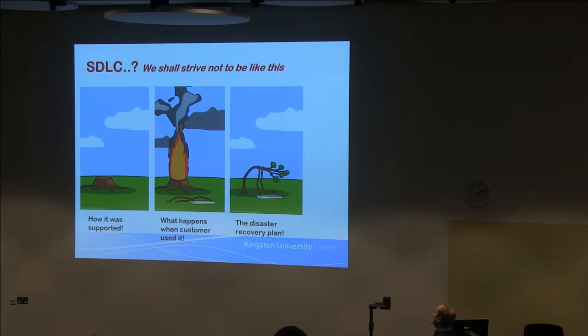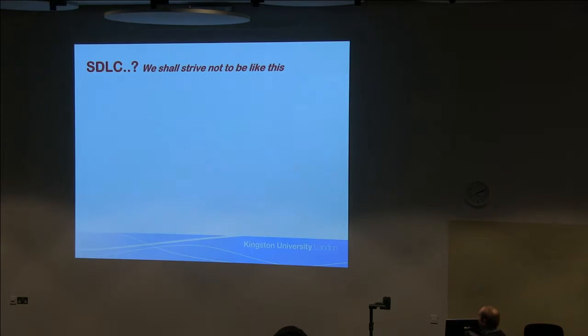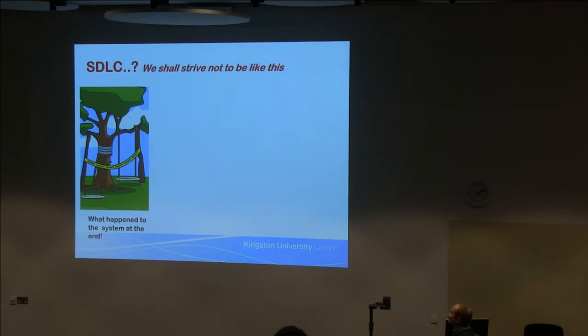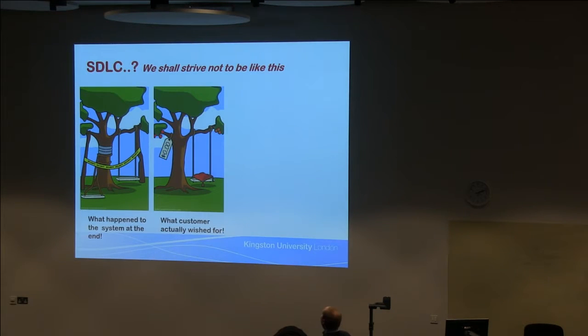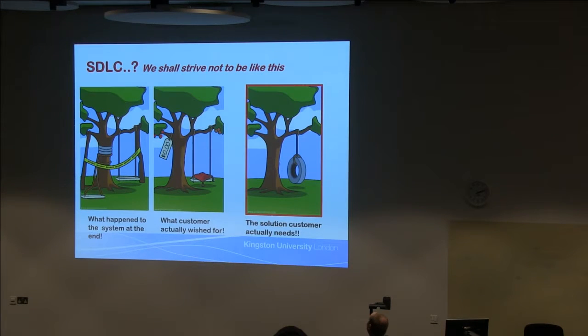The disaster recovery plan. How many of these are there? He's gone way beyond the one I've ever seen. What happened to the system at the end? Oh, okay, they roped it off. What they actually wished for. Ah, now there's an important one. What they actually needed.